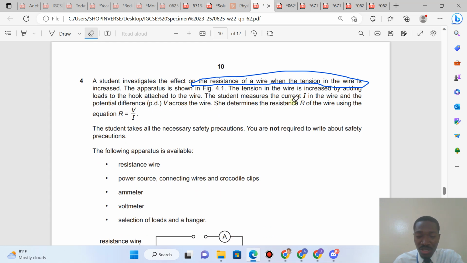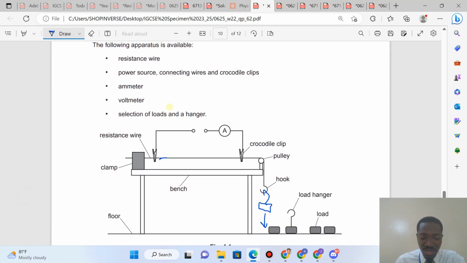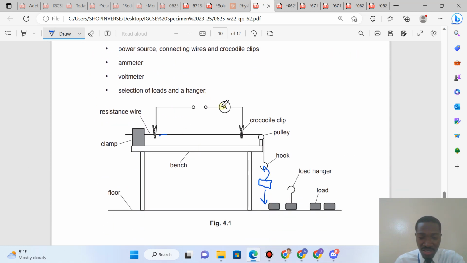The student measures the current I in the wire and the potential difference V across the wire. She determines the resistance R of the wire using the equation R equals V over I. Let's start with this. How do you measure current I? Through the ammeter in this circuit. The ammeter will measure the current. How do you measure the potential difference of this wire? You need to connect a voltmeter in parallel to this wire.